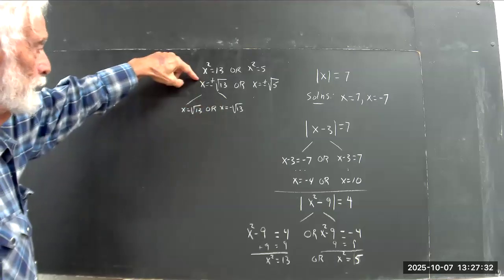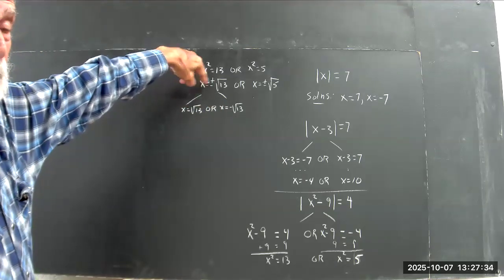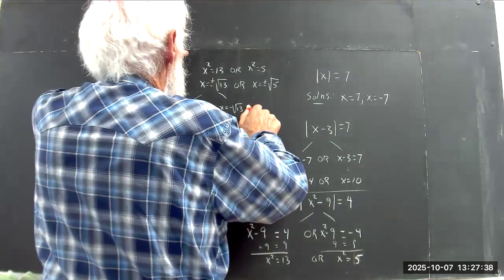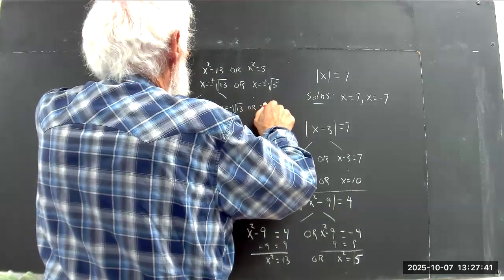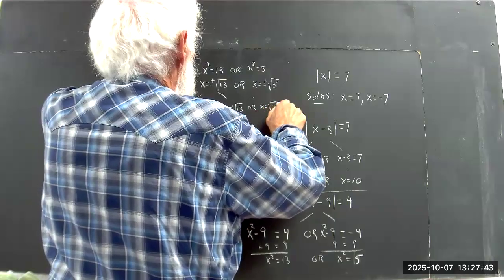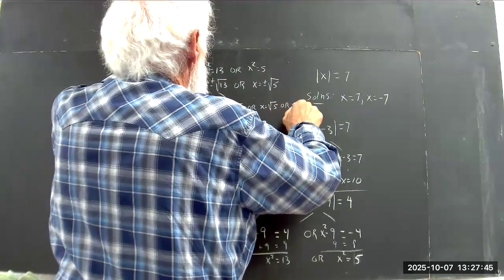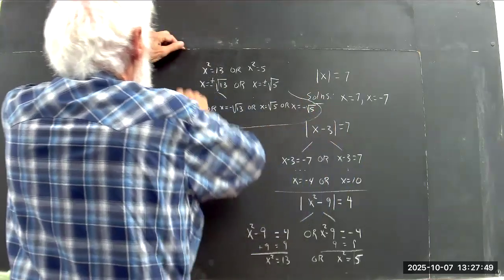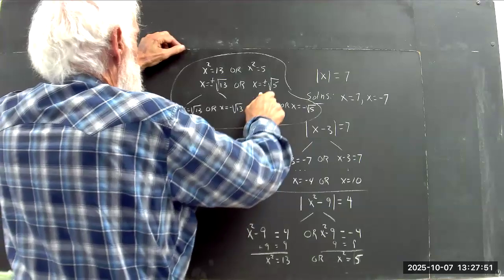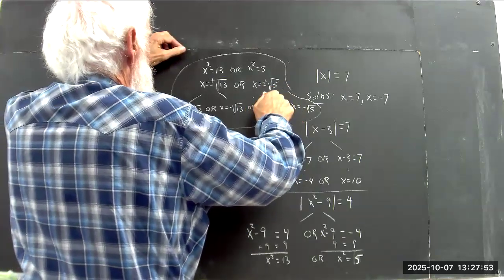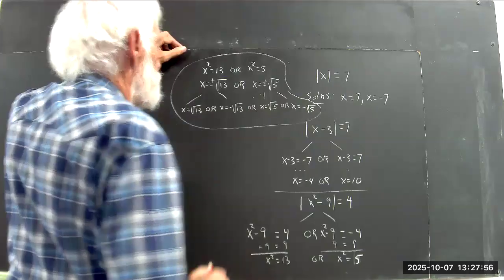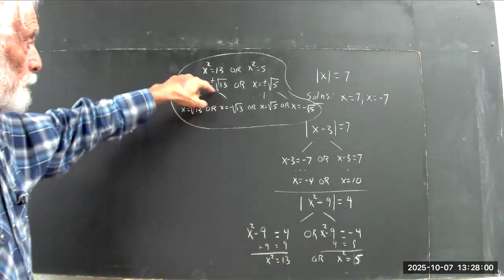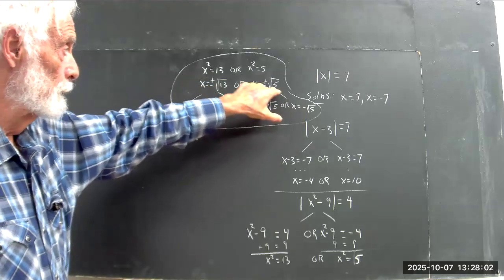So we get this from this. That's really an "or" statement. It's plus this or minus this. Or x equals square root of 5, or x equals negative square root of 5. So these two come from here. These two come from here.